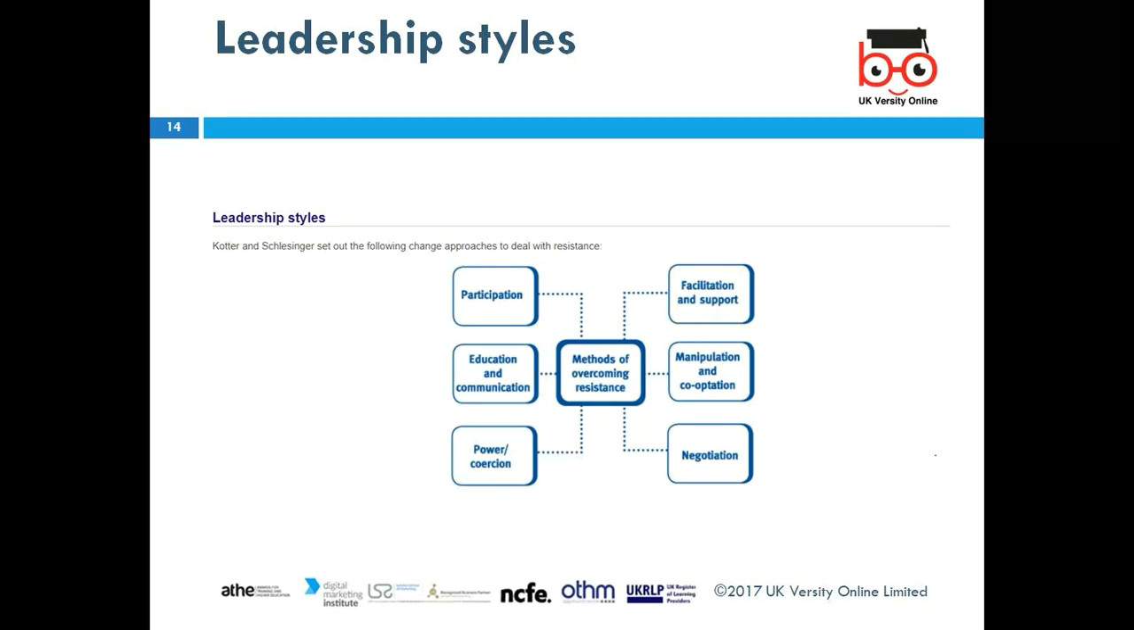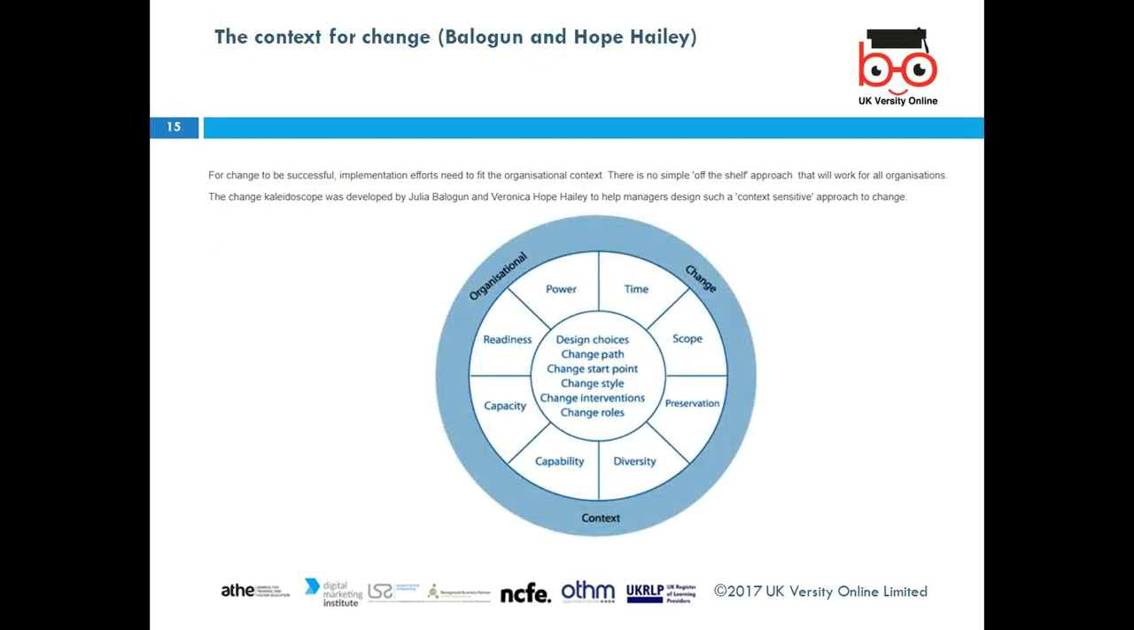So participation, education and communication, power, and reward are methods of overcoming resistance from those who don't want to be changed. Facilitation and support, manipulation, cooperation and negotiation. All these styles we need to manage effectively for the change.